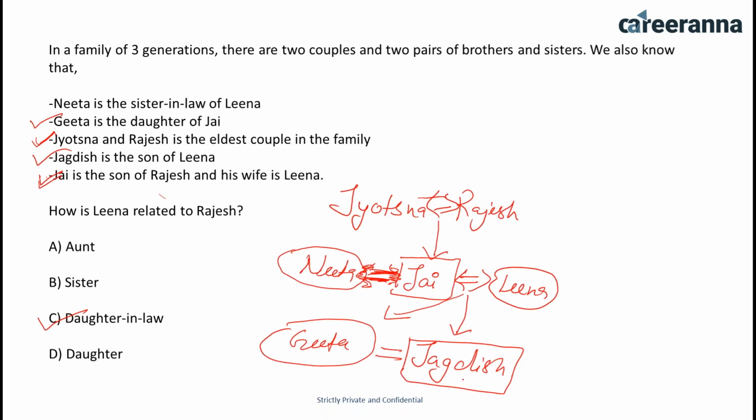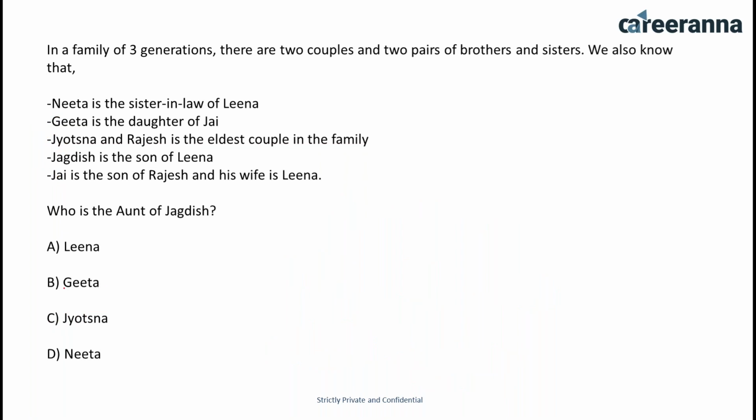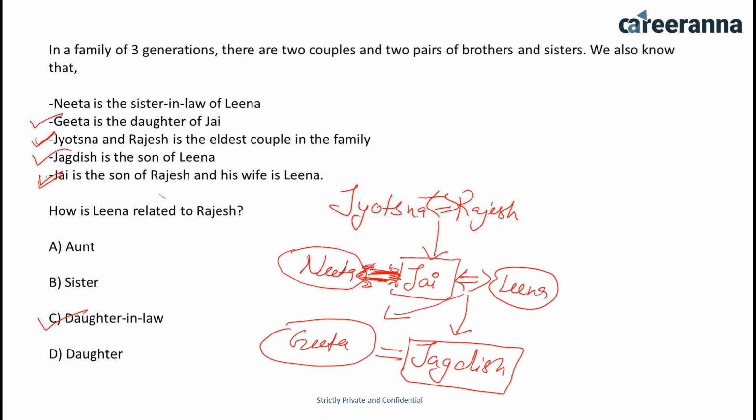So here is Jagdish, and who is the aunt? Jagdish is the son of Jay, and Jay's sister is Neeta. So Neeta is going to be the aunt of Jagdish. This is very easy, so you can directly say, because you already solved the question. Neeta is going to be the aunt of Jagdish. From the data, we already solved this.